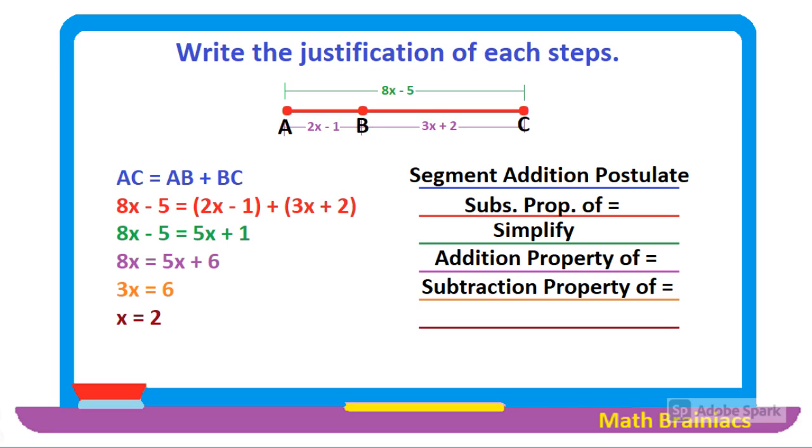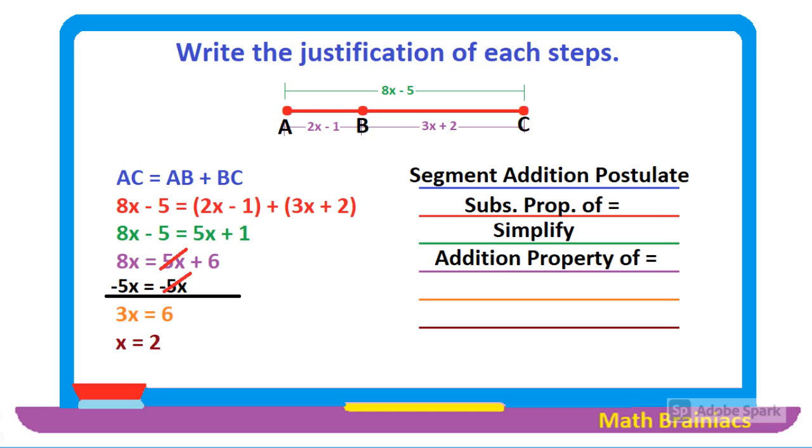After the addition property of equality, we can come up with 3x is equal to 6, which is the subtraction property of equality. Let me explain to you why it is subtraction property of equality. From the equation 8x is equal to 5x plus 6, we can subtract 5x on both sides of the equation, and we can cancel out 5x on the right side of the equation. This will give us 8x minus 5x, and it is equal to 3x. We can bring down the 6. Accordingly, it will become 3x is equal to 6. Therefore, it is subtraction property of equality because we subtract 5x on both sides of the equation.